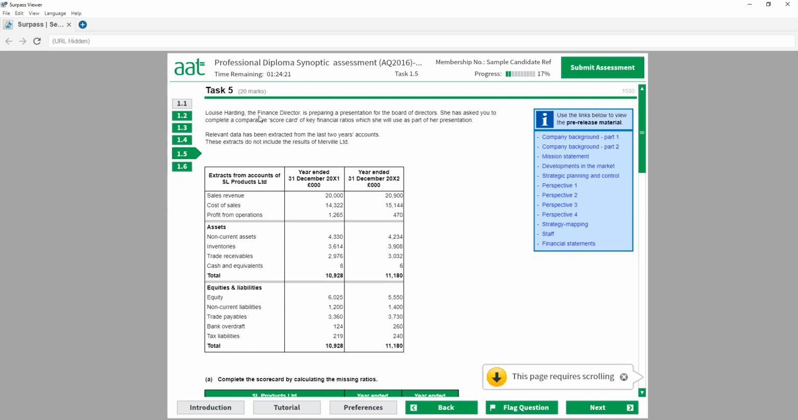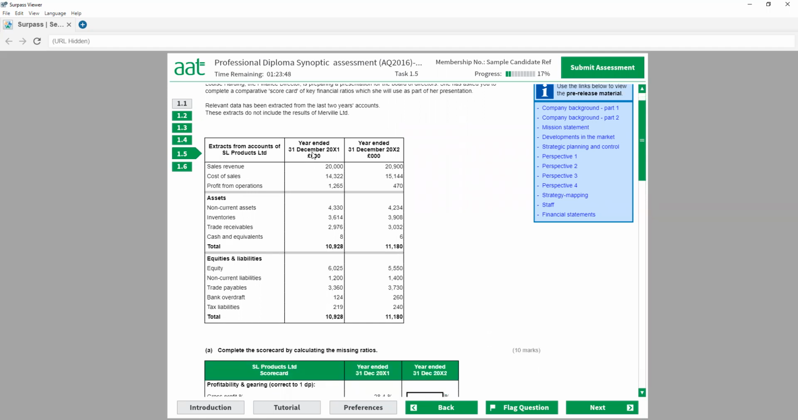It says Louise Harding, the finance director, is preparing a presentation for the board of directors. She has asked you to complete a comparative scorecard of key financial ratios which she will use as part of the presentation. Relevant data has been extracted from the last 2 years' accounts. This extract does not include the results of Marvel Limited. Marvel is basically the subsidiary of SP Limited. So let's have a look.